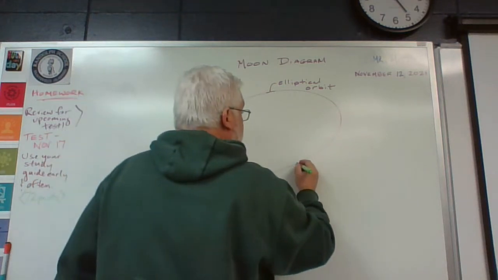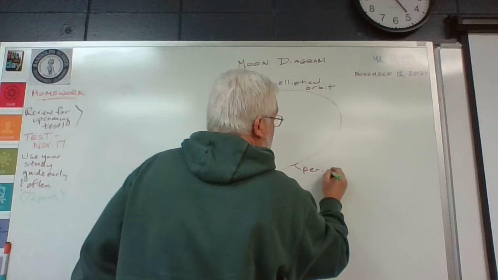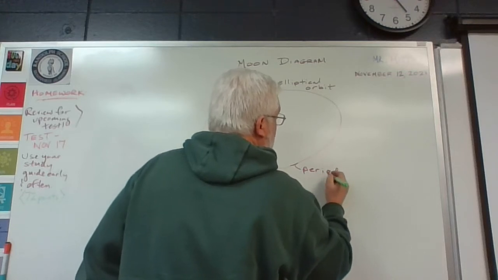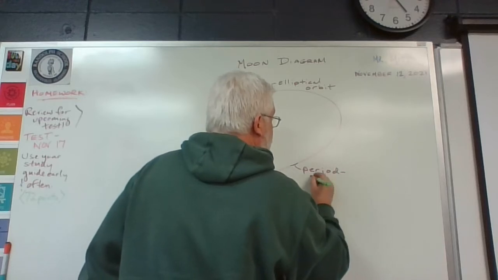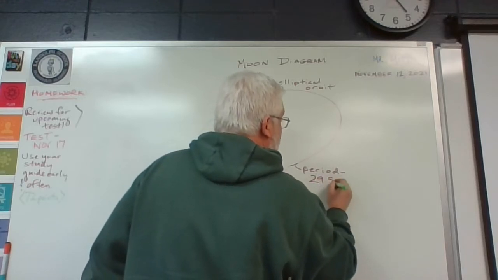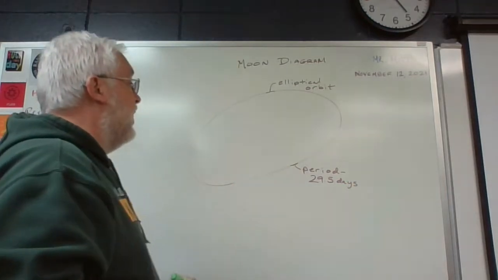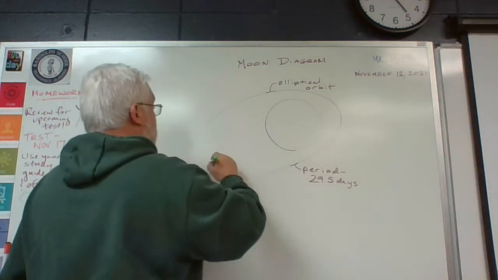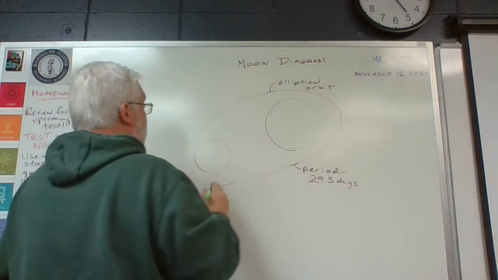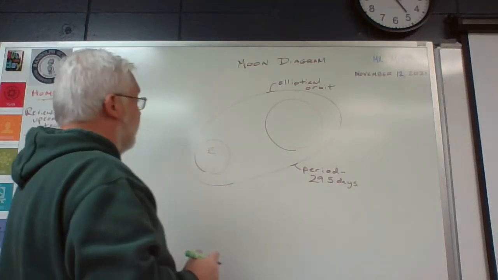We also know that the moon completes its orbit over a period of 29 and a half days. That's 29 and a half days as viewed from Earth. We need to draw our moon, and we're going to draw, slightly smaller over here, what will represent Earth. Obviously, these are not to scale.